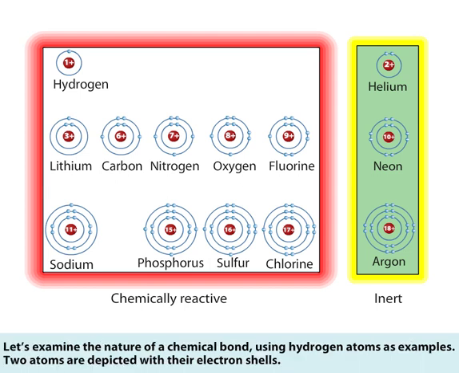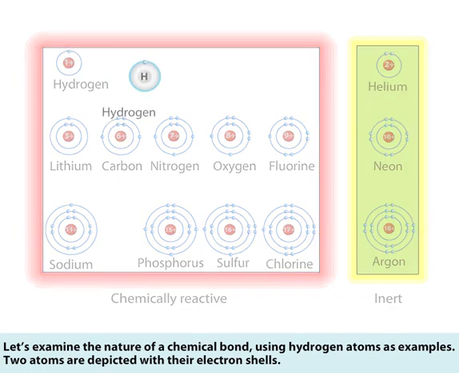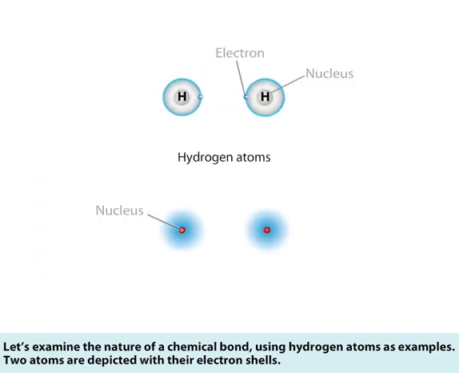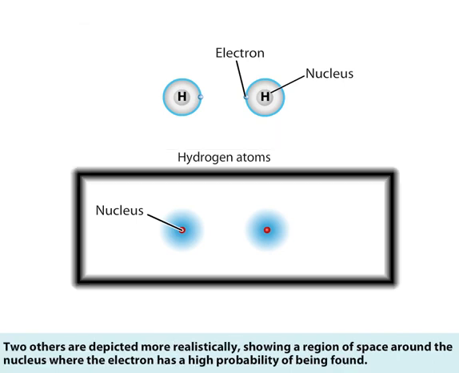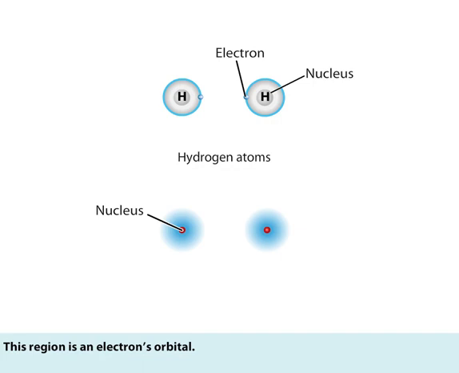Let's examine the nature of a chemical bond using hydrogen atoms as examples. 2 atoms are depicted with their electron shells. 2 others are depicted more realistically, showing a region of space around the nucleus where the electron has a high probability of being found. This region is an electron's orbital.